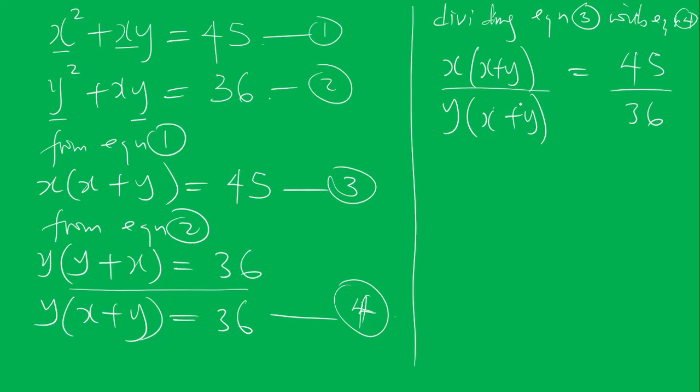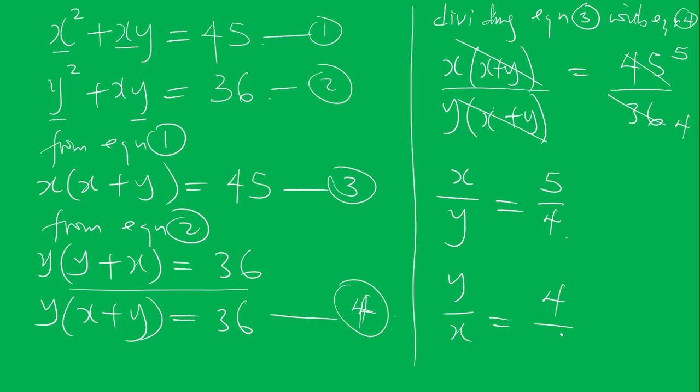Now, dividing this, you see there is a common factor here. So dividing it, you cancel out this common factor. You are now left with x all over y is equal to, if you divide this by 9, you have 5, and if you divide this by 9, you have 4. So you have 5 all over 4. Now, I can interchange this: y all over x is the same thing as 4 all over 5.